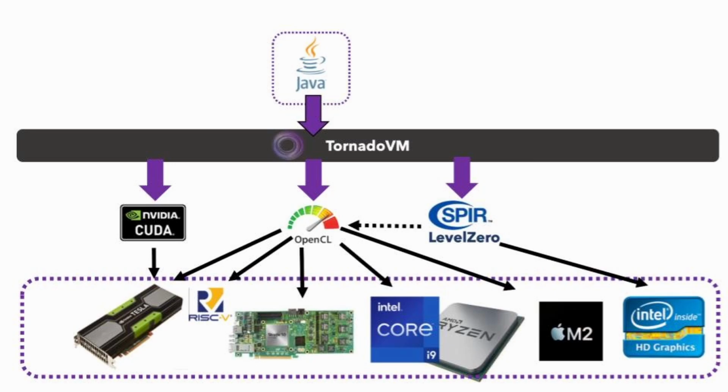So let's put an example. Let's say in your system you have an NVIDIA GPU and you want to run Tornado. What do you need? You need the NVIDIA driver, and then you need the CUDA SDK. The CUDA SDK, if you install it, comes with both CUDA and OpenCL.